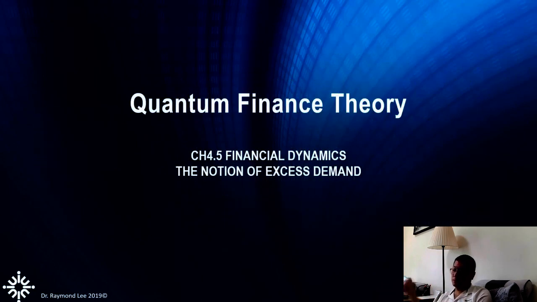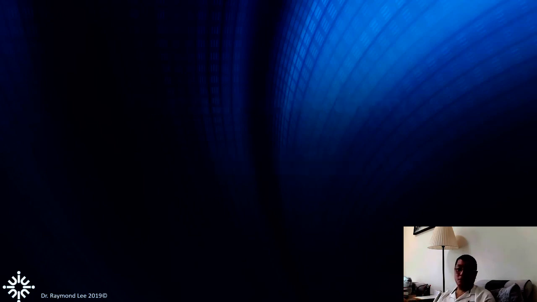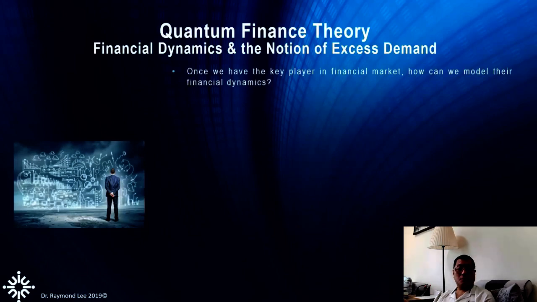So we try to model that. So how to do that? Step by step. First, we are using the excess demand concept. We already talked about this in the last two lectures, right? So this time we will go through it in detail, in terms of mathematics, of course. Once we have the key players in the financial market, how can we model their financial dynamics?